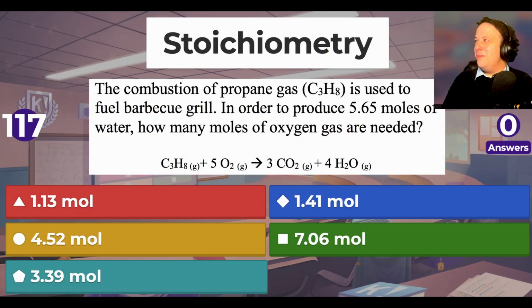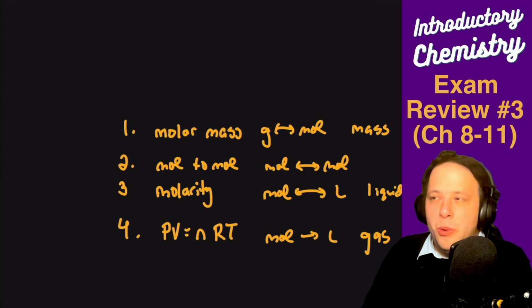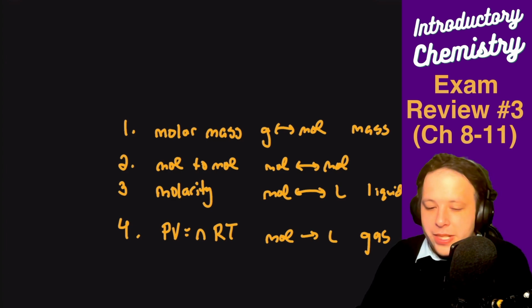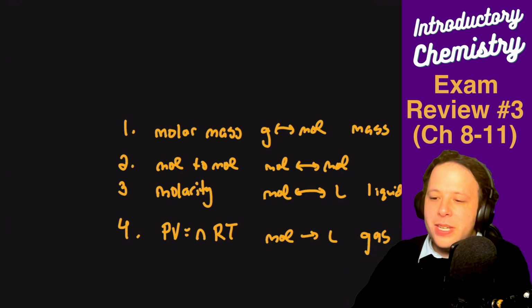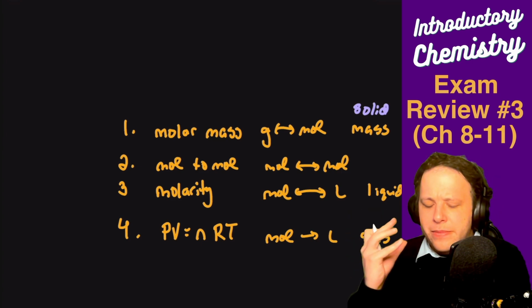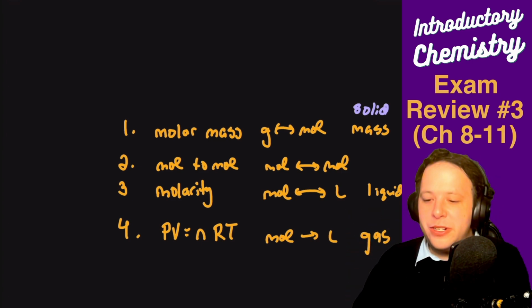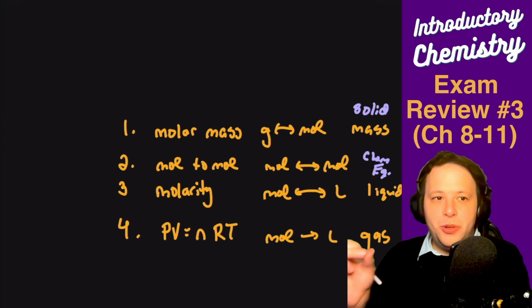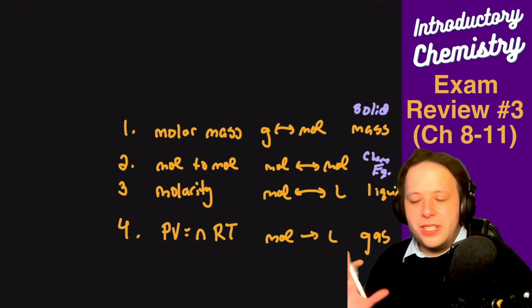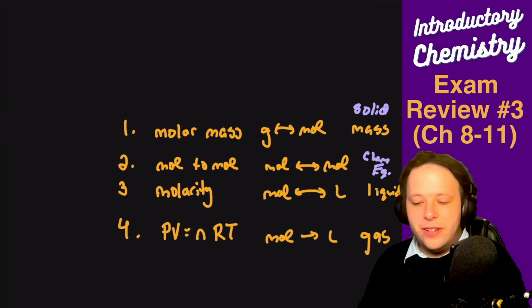Okay. The combustion of propane gas is used to fuel a barbecue grill. In order to produce 5.65 moles of water, how many moles of oxygen gas are needed? So when you do stoichiometry, there's really 4 major conversions that you're going to be doing more than anything. It's molar mass, which typically refers to a solid, not always, but it's referring to a mass. Mole to mole, so when you're using the chemical equation to go from one mole to another. Molarity, which is moles to liters, and that's for aqueous, so anything that's liquid. And then PV equals nRT, which is for a gas.